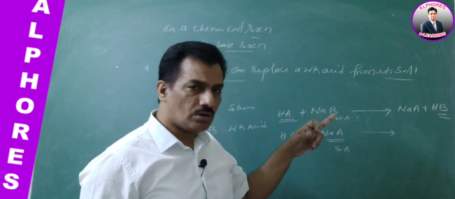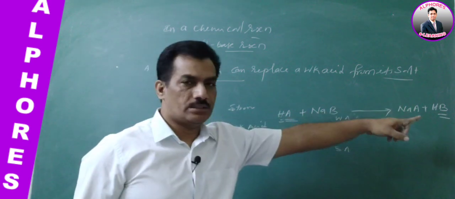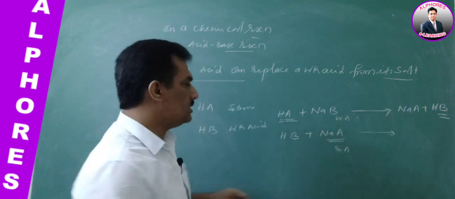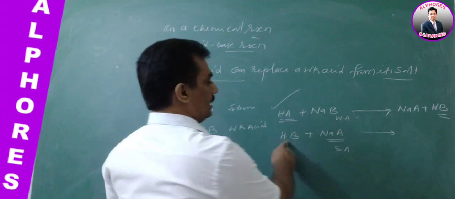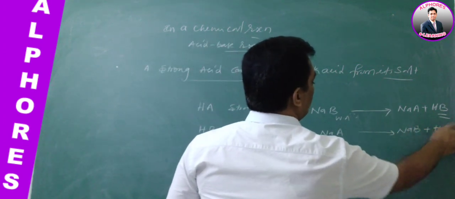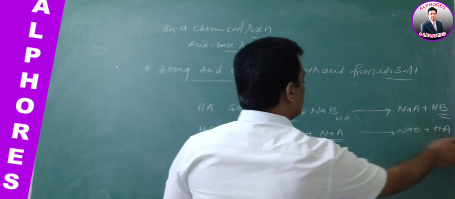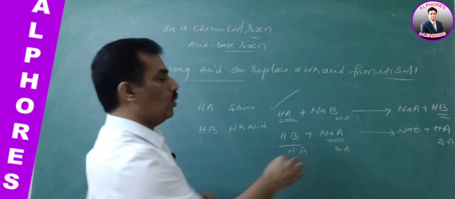Of these two, which is strong? HA is strong, so it can replace the weak acid. This is a feasible reaction. But here, if it is happening, it forms NaB and HA, where HB is a weak acid, we know, and HA is a strong acid. Is it possible to happen? No.